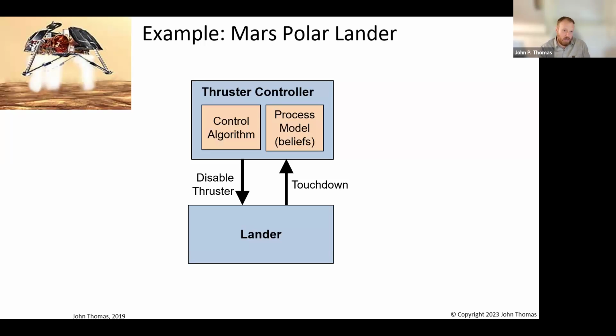What's the UCA? So we have a disable thruster command. That's a control action from a thruster controller. This would be some computer on the Mars Polar Lander, and it decided to do something with this command, right? So open up the chat for me and let me know your ideas of what the UCA might be.